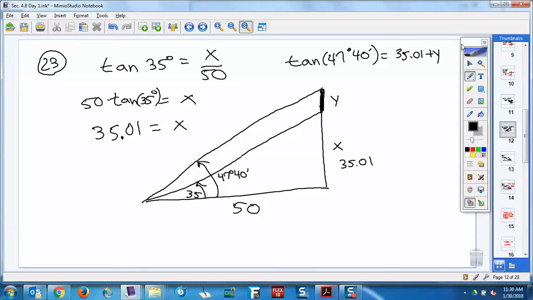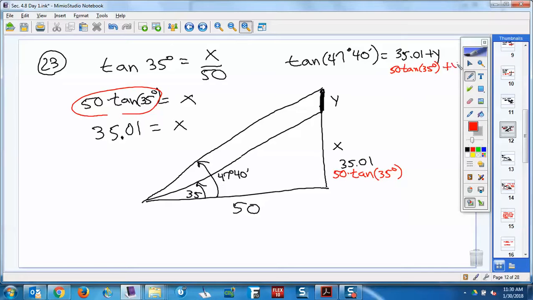Now I'm going to show you in the next problem how we could do that. Instead of doing 35.01, we could do it right now. Here's how you can avoid the rounding error if you're willing to do this. 35.01 is just 50 times tangent 35 degrees. So I could have come over here and just written 50 times tangent 35 degrees, and waited with that, and put that right here now, without typing it in my calculator yet.